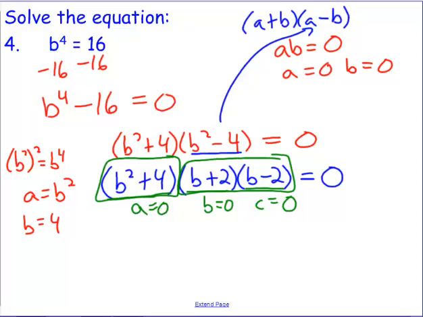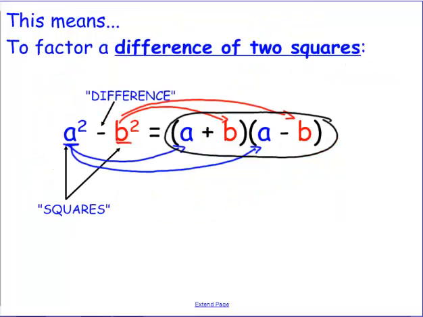Again, the main idea is factoring the difference of squares, seeing that pattern a squared minus b squared becomes a plus b times a minus b.